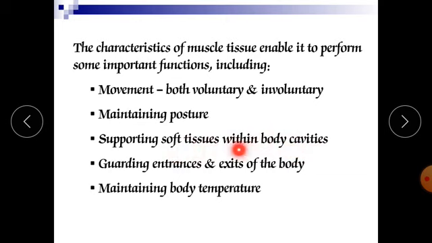So the hollow part of our stomach is supported by the cardiac sphincter and the pyloric sphincter, like that. So they are supporting the soft tissues. Now in the case of our pectoral girdle, the pectoral muscles are supporting the soft tissues of the bone.